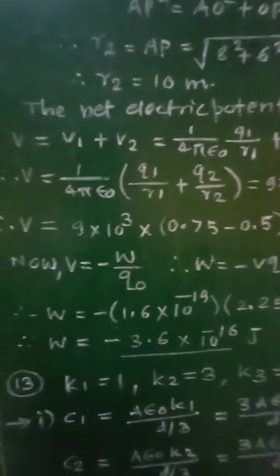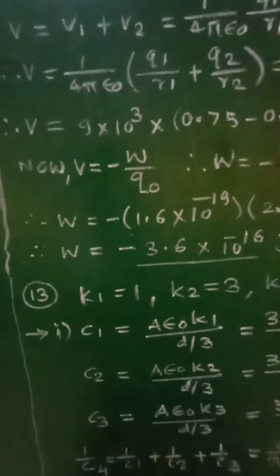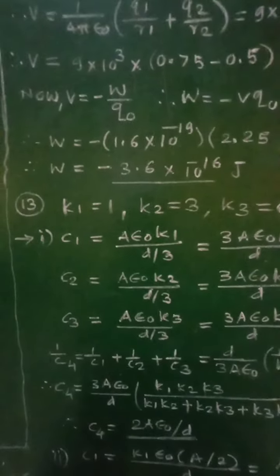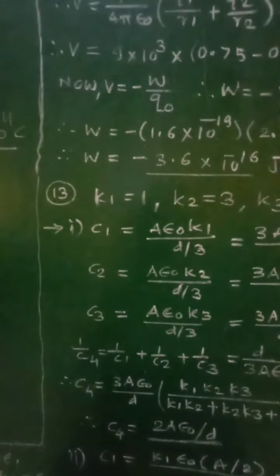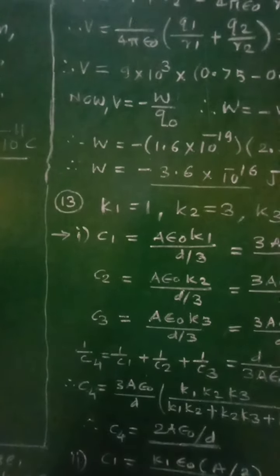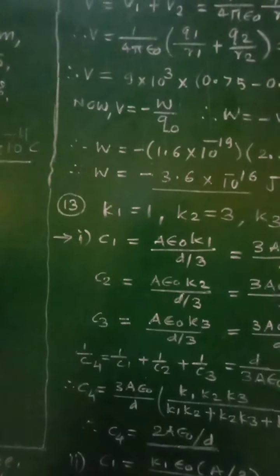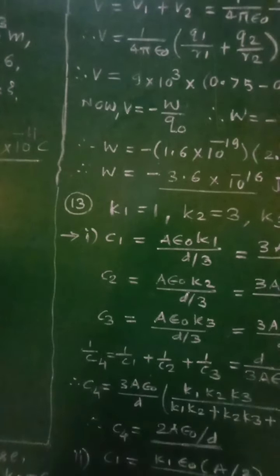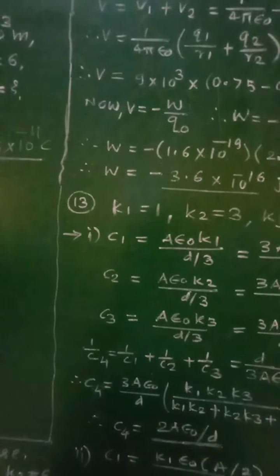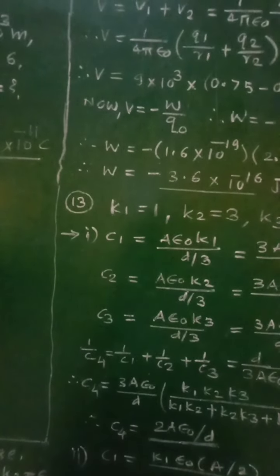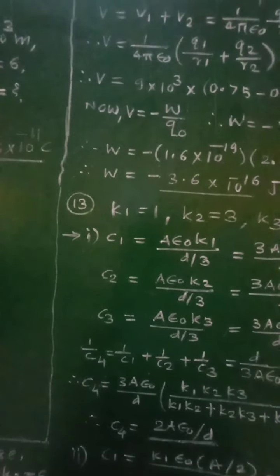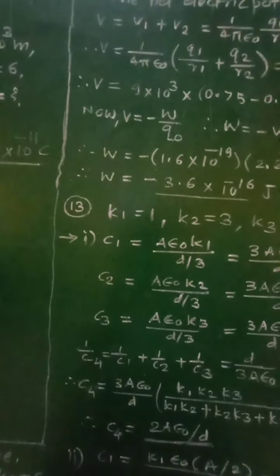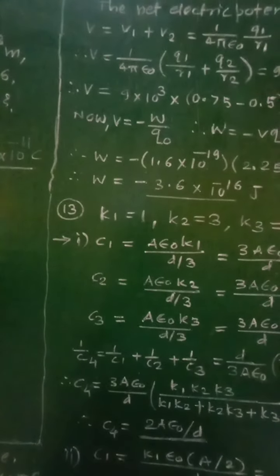And then we will go for the next numerical, that is numerical number 13, which is given as: find the equivalent capacitance between P and Q, given the area of each plate is A and the separation between the plates is D. So we have to find the equivalent capacitance between the two plates P and Q for two different cases.